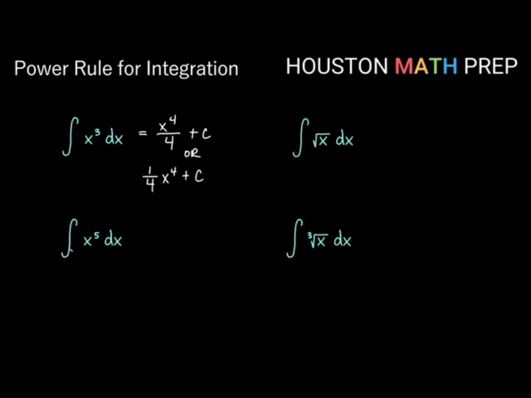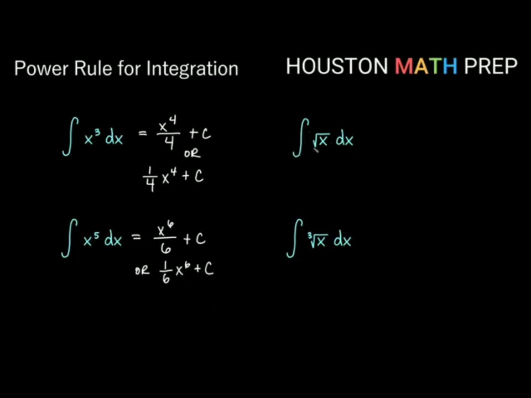Looking down here, the integral of x to the 5 dx: our power goes up by 1, we get x to the 6, divided by the new power, which is 6, plus our constant of integration. Or if you prefer, you can certainly say 1/6 x to the 6 plus c. Either of those is fine.